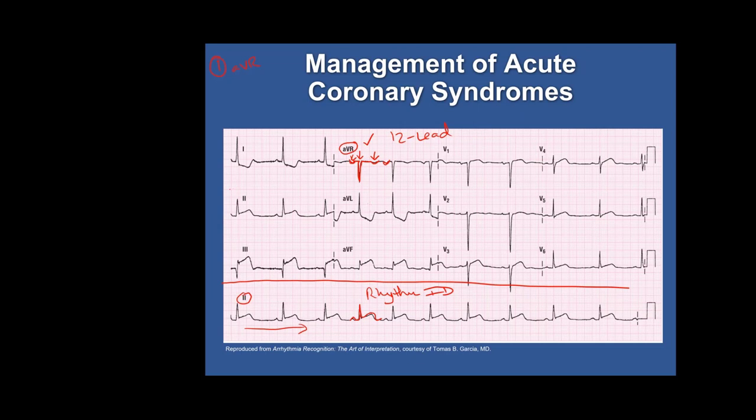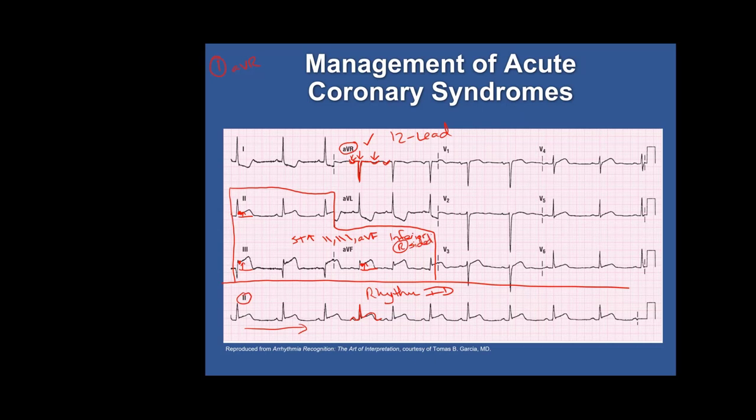And then I usually go to the 2, 3 and AVF next. If we're looking at our baseline, we have ST, there's our J point that we talked about. There's our J point that we're evaluating. So I've got ST elevation and I've got ST elevation. Good. So I've got ST elevation in 2, 3 and AVF, which is inferior and makes us suspicious of right-sided.